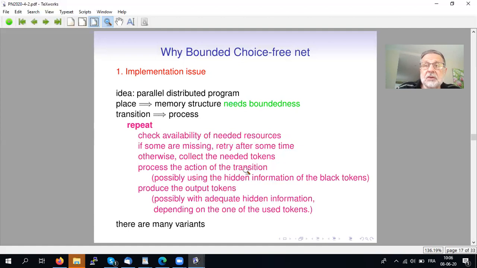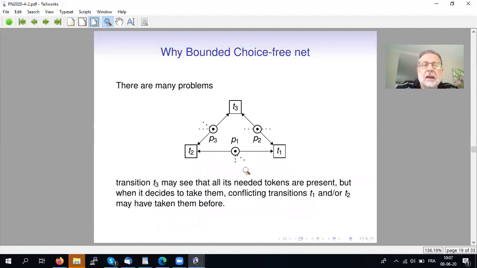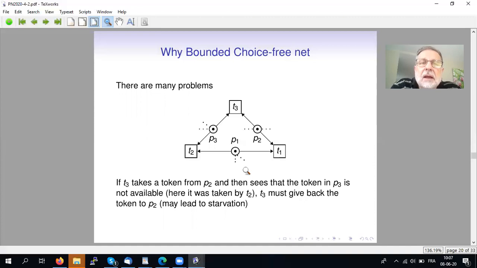But the problem is that, as such, this does not work. For instance, in that case, it may happen that transition T3 sees that all its needed tokens are present. But when it decides to take them, it may happen that conflicting transitions, for instance here T1 or T2 or both, meanwhile have taken this token before. It's possible to avoid this problem by implementing the fact that when T3 observes that, for instance, place P3 has the token it needs, then T3 immediately absorbs it so that it will not be possible for another transition to absorb it meanwhile.